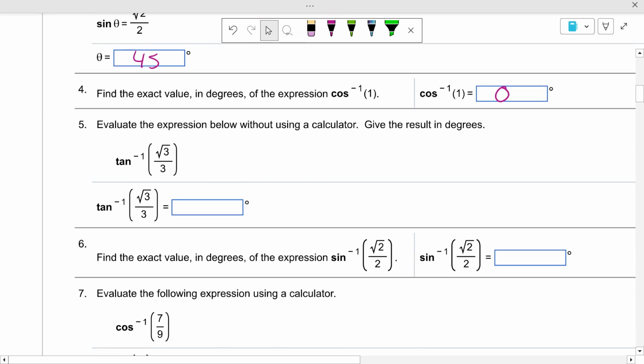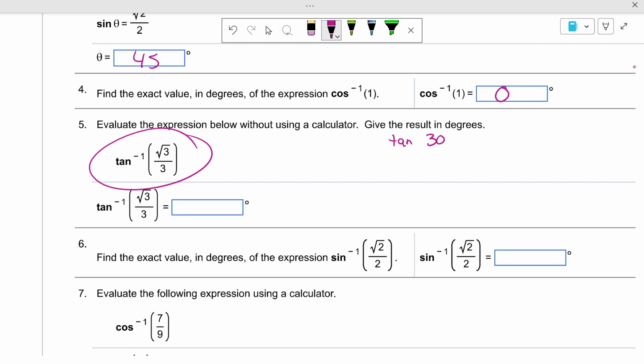Ooh, now this one's a little harder. Okay, now, this is positive, so which values in the first quadrant involve a square root of 3? Which two angles involve a square root of 3? So let's look at the tangent of 30 and the tangent of 60. The tangent of 30 is the sine of 30 over the cosine of 30, or, because it's y over x, so y at 30 is 1/2, x at 30 is square root of 3 over 2.